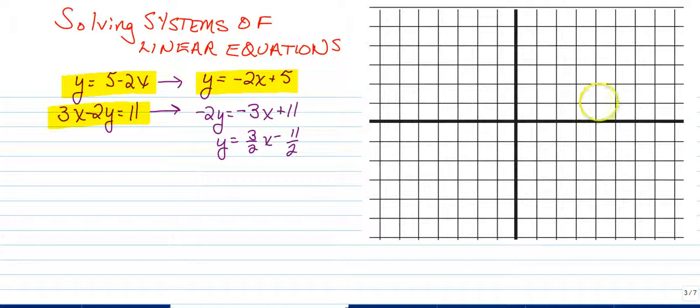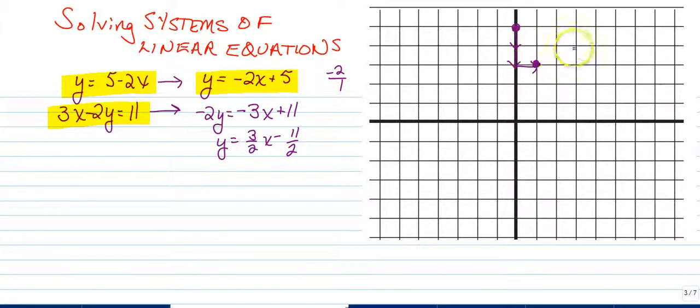Alright, now what we're going to do is graph both of those lines. The first line, y equals negative 2x plus 5. The intercept is up 5 on the y-axis. I put a dot there. The slope is negative 2. Remember, slope is rise over run, so a rise of negative 2 over 1. So I go down 2 units, 1, 2, and run 1 to the right, and put a point.